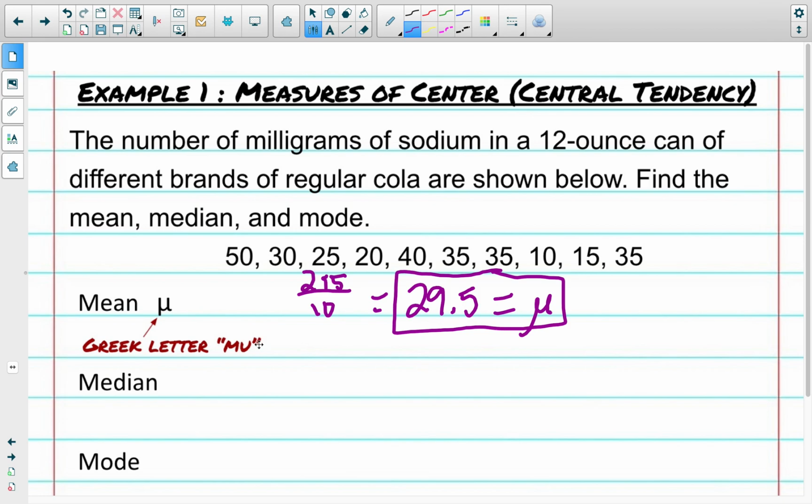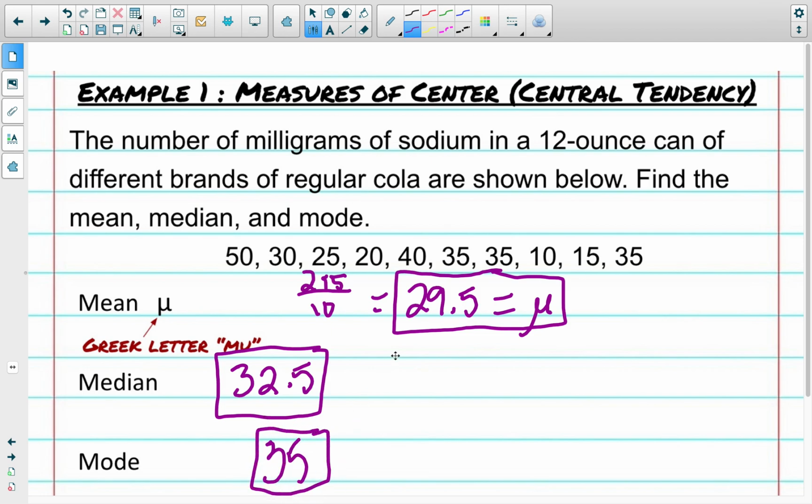You say it mu. Median: if you order them from least to greatest and keep going towards the middle, eventually you will find the middle number. In this case, we end up with 30 and 35 in the middle, so we need to split the difference. The difference between 30 and 35 is 5, and splitting that in half is 2.5, meaning our median is 32.5. That should be something you're very familiar with, which is why I'm not writing out the steps. Mode is the number that occurs the most. Looking at this data set, we see that 35 appears 3 times. So those are our measures of central tendency.